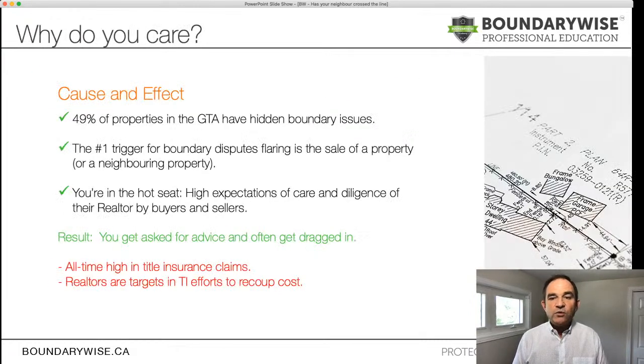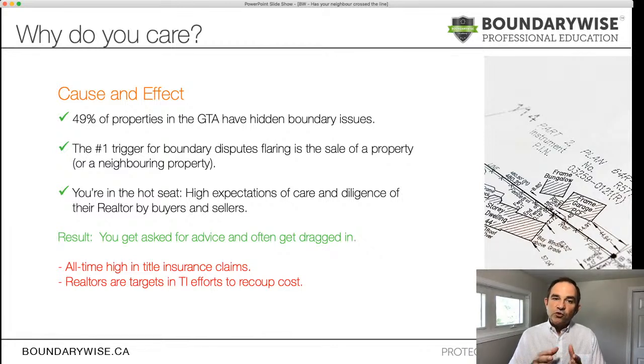So why do you care? Well, you care because we know from our research that 49% of properties in the Greater Toronto area, and research since has shown this is pretty much across the province, have hidden boundary issues. And we're talking about boundary issues that are of significance. We're not talking about half an inch or an inch of an encroachment. We're talking about something significant that people will go to court over.